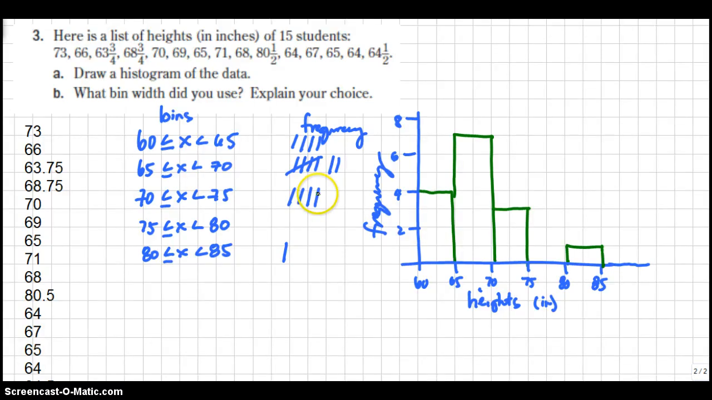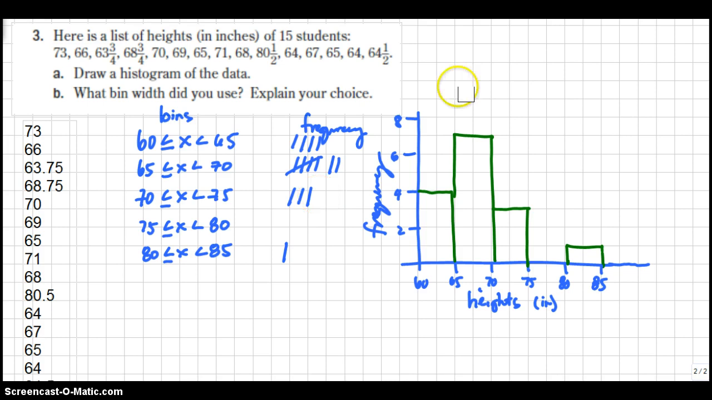And I just noticed that there was a mistake here quickly in my frequency table, so there should have been a 3 there, not a 4. You always want to make sure that your data matches with the data that was given. You should have 15 tally marks here, and I think I had 16.